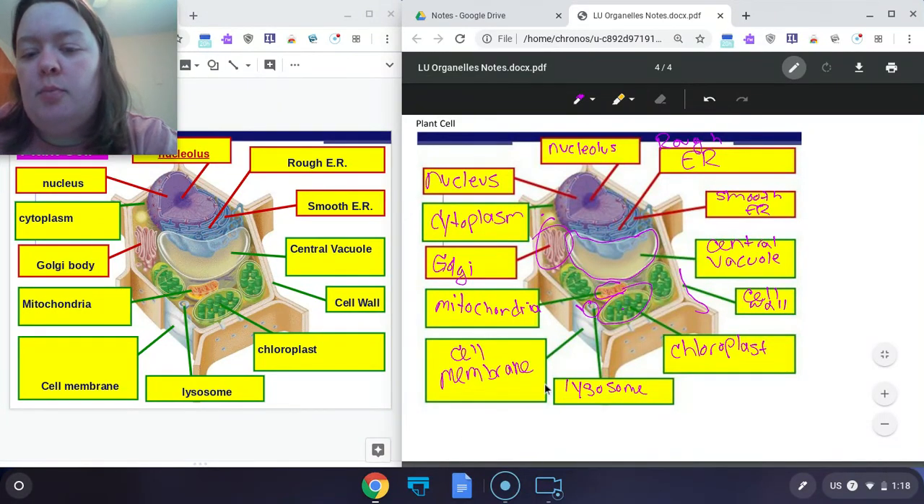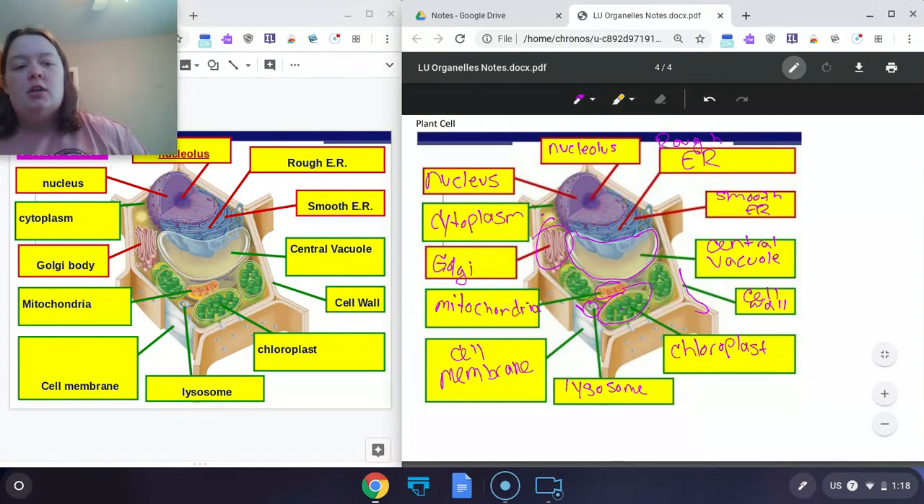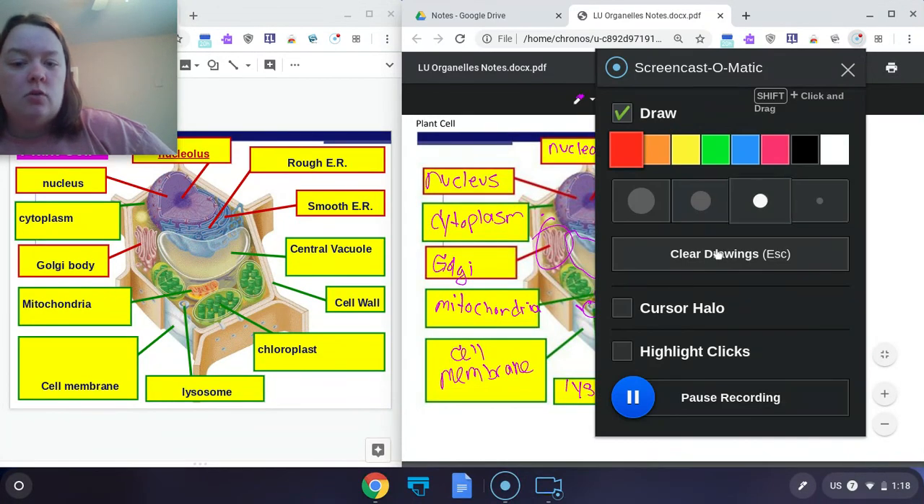All right, so we're going to have lots of practice remembering the function of these organelles with some matching, and we're also going to have some games for labeling these organelles to remember which ones are which. So that is going to be on Canvas. So go ahead and check that out.